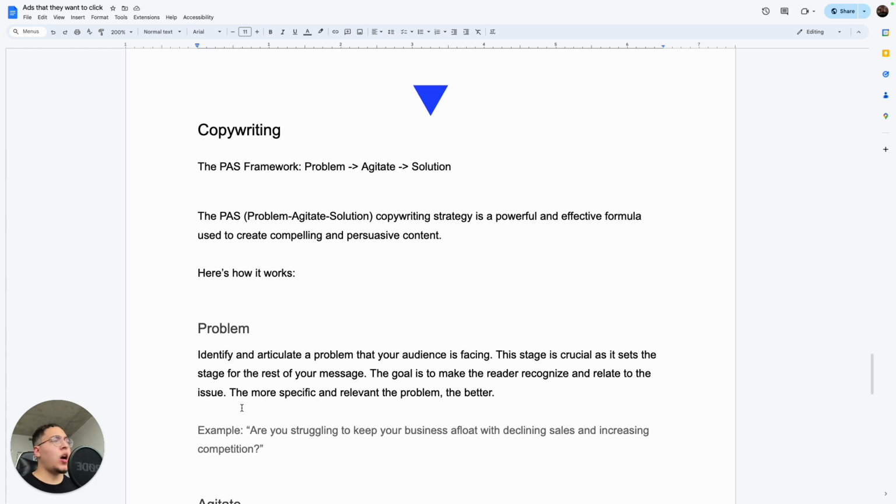So now let's talk about copywriting. Copywriting is the written version of sales. So whenever we write ads, on Facebook above an ad or on Instagram below an ad, there's going to be what we call copy, right? We recommend what's called the PAS framework. So problem, agitate, solution. This is a very simple way of writing your copy.